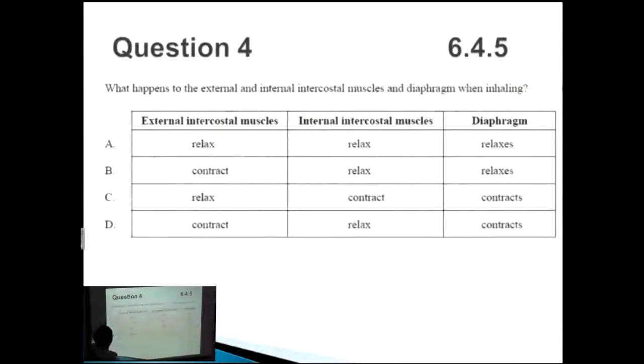So question 4, what happens to the external and internal intercostal muscles and diaphragm when inhaling? Once again, we're talking about a ventilation question here. So when inhaling, you want the thoracic cavity volume, or the TCV, to increase. So you want the external intercostal muscles to contract. You want the internal intercostal muscles to relax. And you want the diaphragm to pull down or to contract. Remember, the opposite of contraction is relaxation. If it was relaxation, then the diaphragm would go back up. Okay? Good.